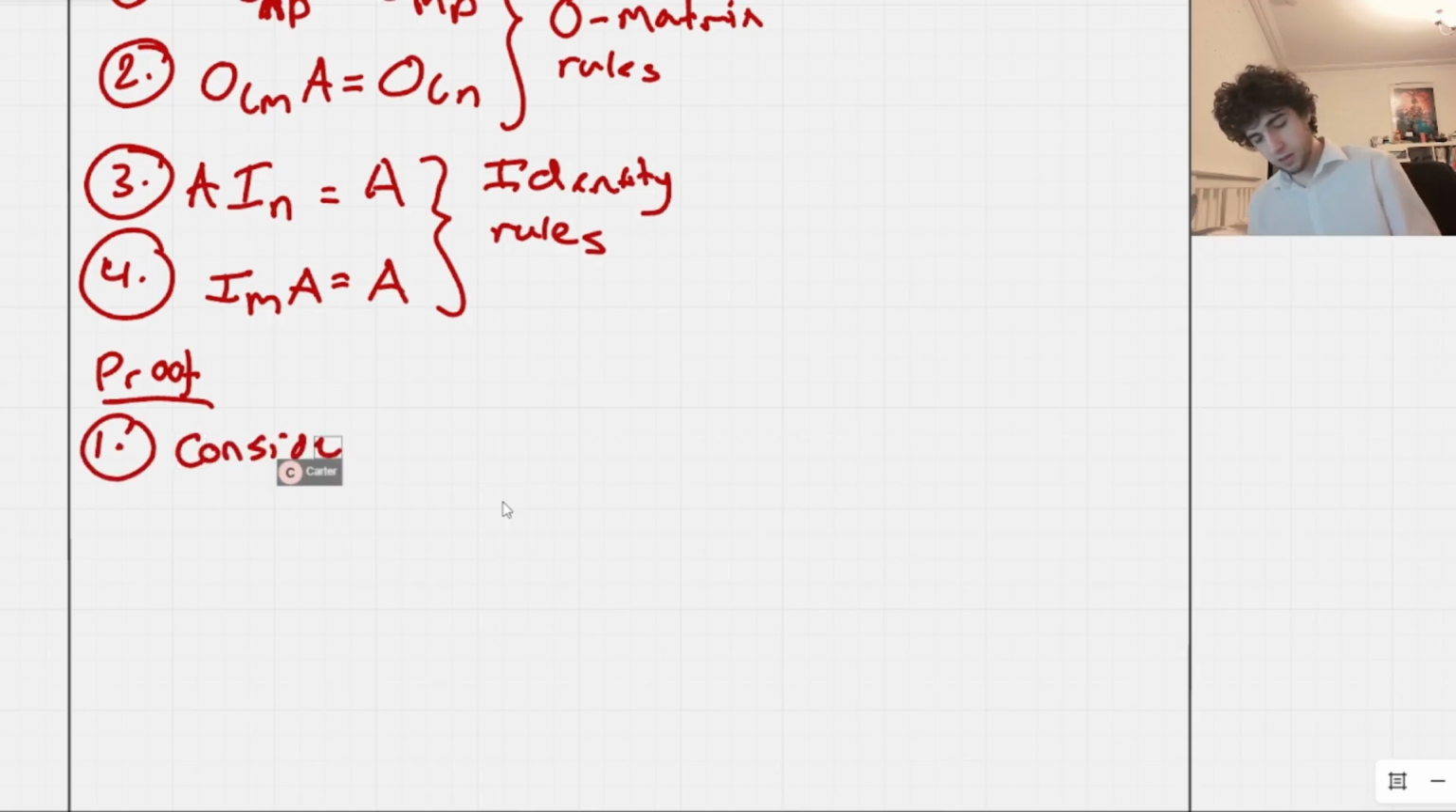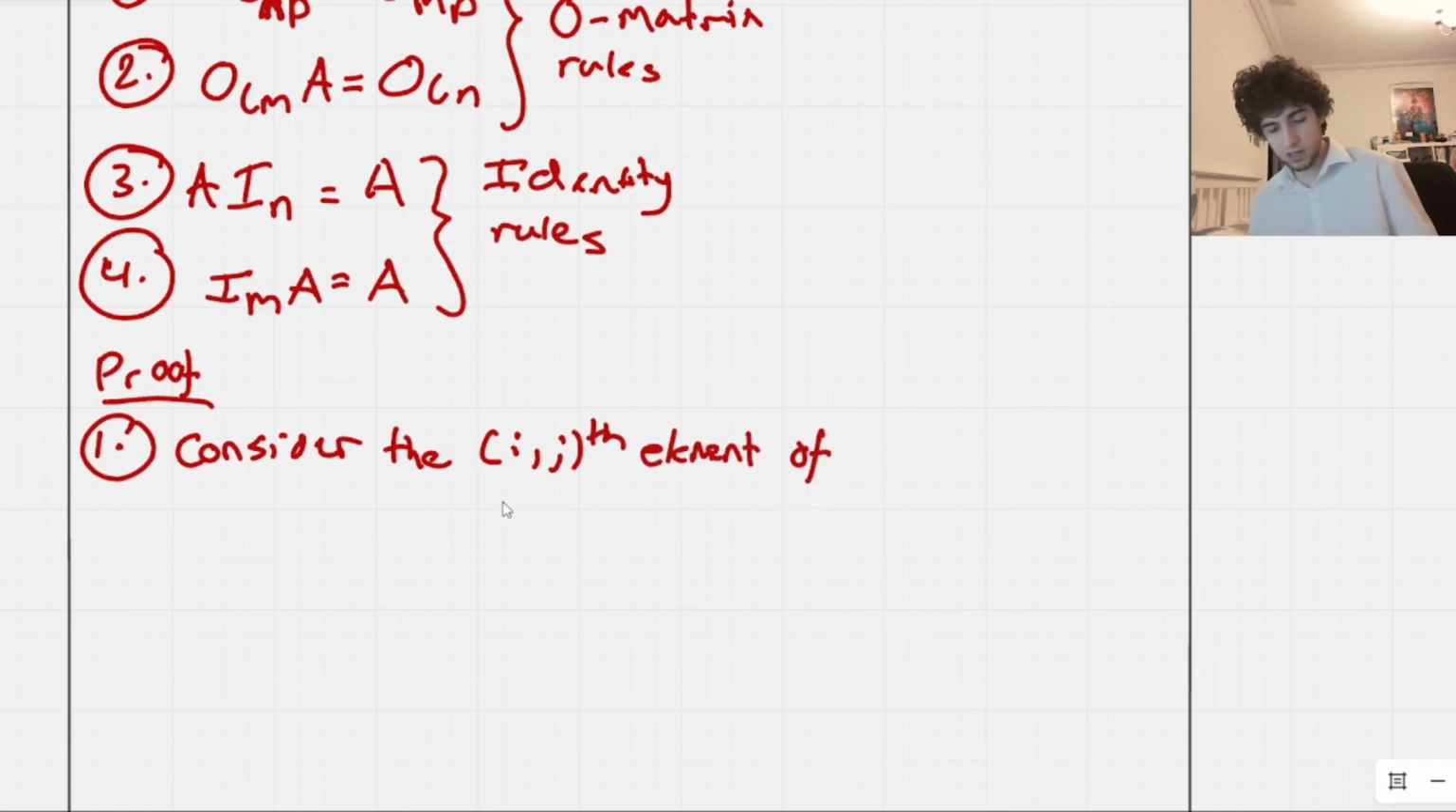Number one, consider the ijth element of this product, A times the zero matrix, which means the m by P zero matrix. Obviously this is m. What do we define A as? m by n. So m by n multiplied by n by P gives you an m by P. So you already know that the resulting matrix is m by P. Now all we have to do is prove that it will be the zero matrix, which is simple to do.